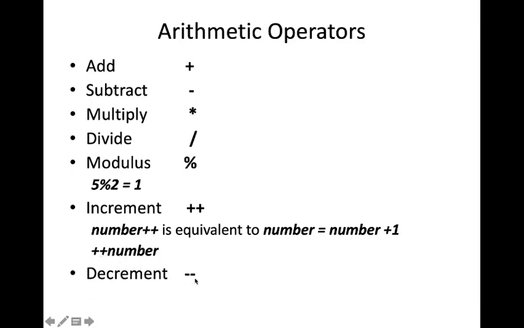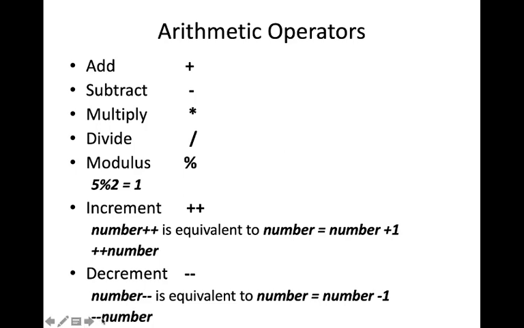Then similarly we have the decrement operator. If we want to decrement a value by 1, it is possible. So number minus minus is equivalent to number equal to number minus 1. That is, we will decrement by 1 and that value will be assigned to number. So if the number is 5, it will be 5 minus 1, 4, and that 4 value will be assigned to number. This is post-decrement and this is pre-decrement operator.